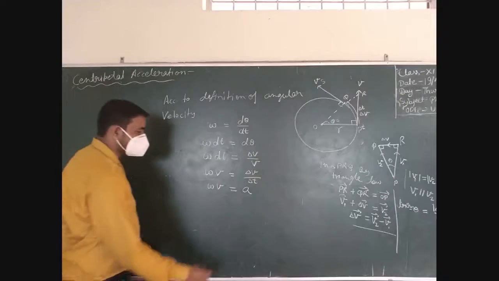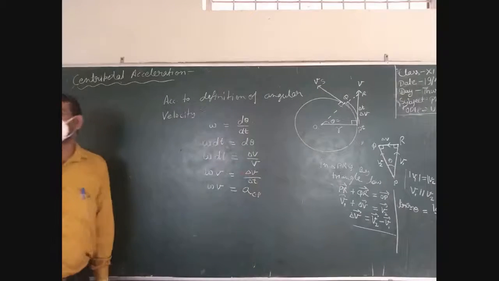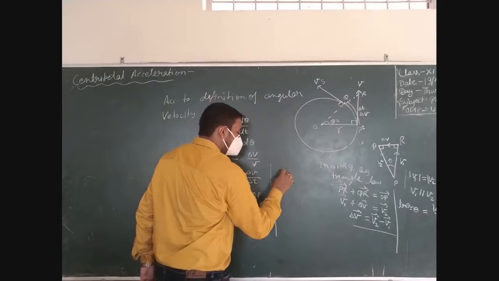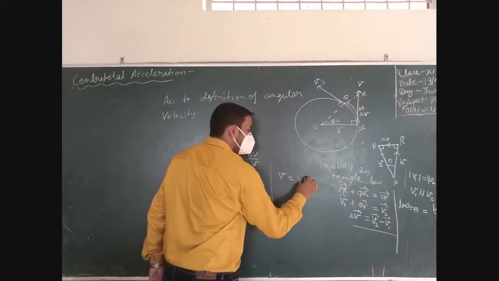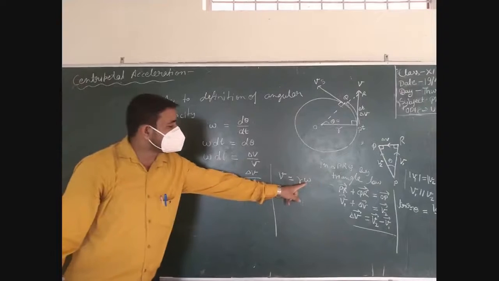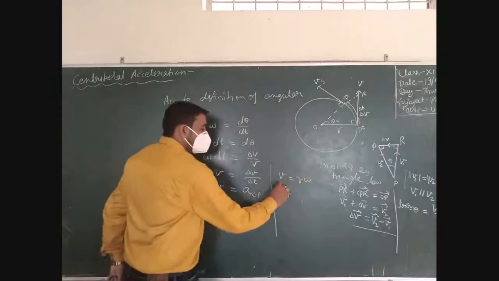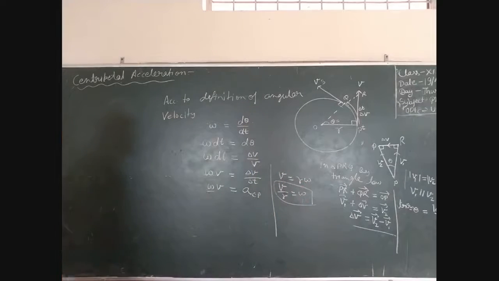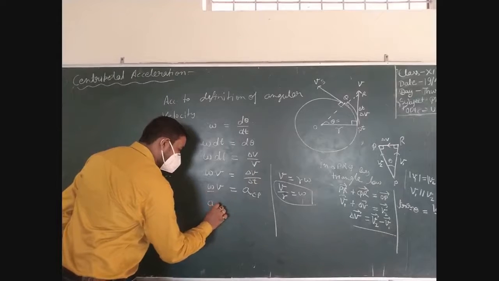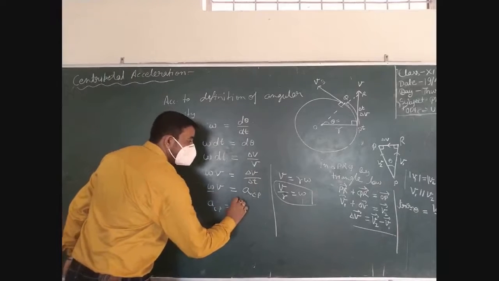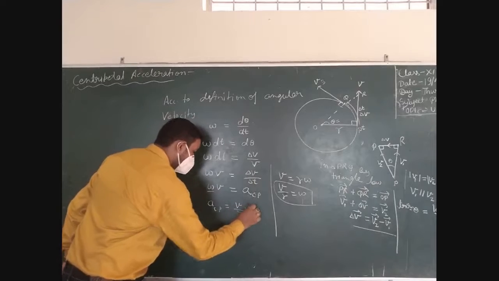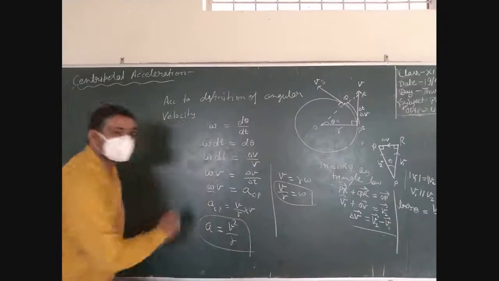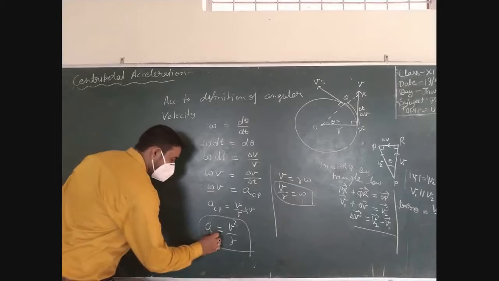This linear acceleration is called centripetal acceleration. Now put the value of omega. As you know, linear velocity v is equal to r omega, so you can easily calculate that v upon r is equal to omega. Now use this here. So centripetal acceleration is equal to v upon r into v, which is equal to v square upon r. This is the expression for the centripetal acceleration.